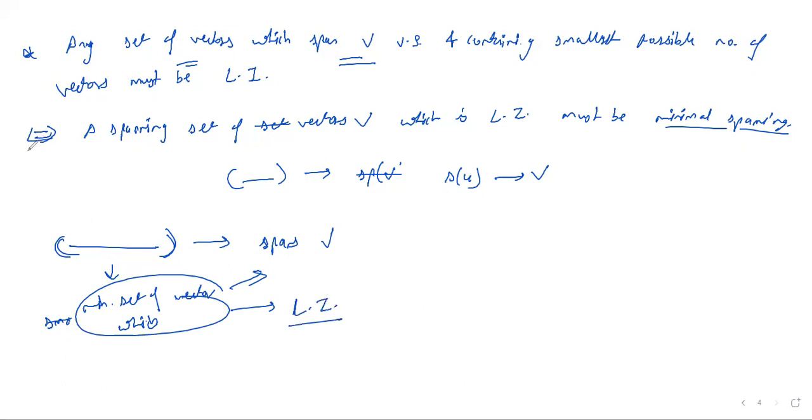And this is the converse theorem: I have a spanning set of vector space V which is linearly independent. Then it is the minimal spanning set, that is, this set has the minimum possible number of vectors required to span the vector space V. Okay, minimal spanning set.